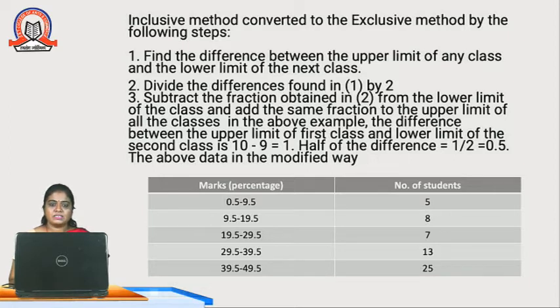Add that 0.5 to the right-hand side of the class limits, that is the upper class limit, and subtract 0.5 from the lower class limit. So we will get the final exclusive class intervals like this: 0.5 to 9.5, 9.5 to 19.5, 19.5 to 29.5, etc. These are exclusive class intervals.